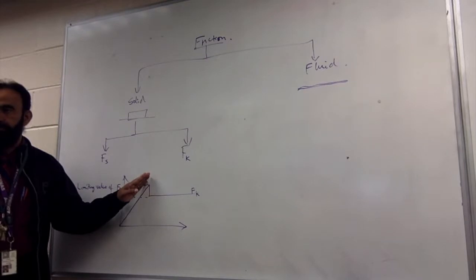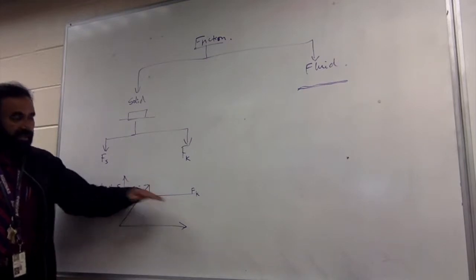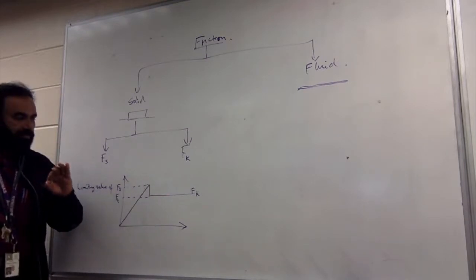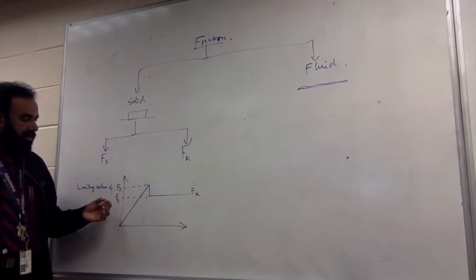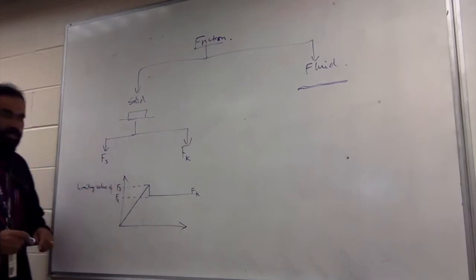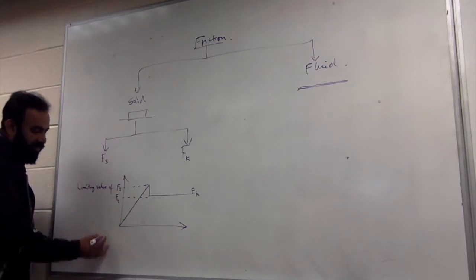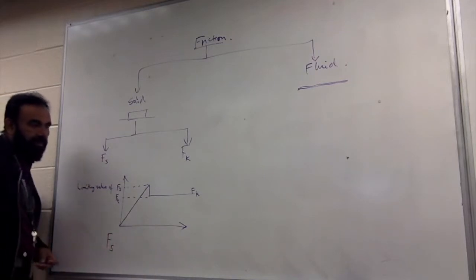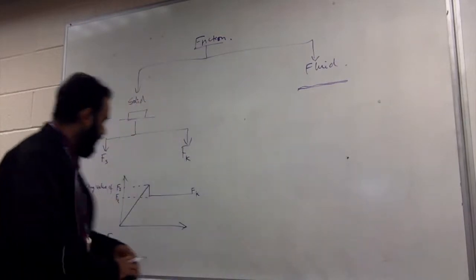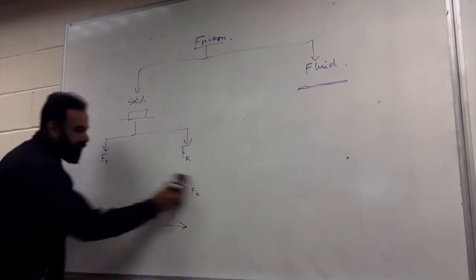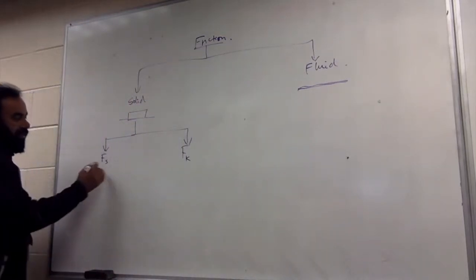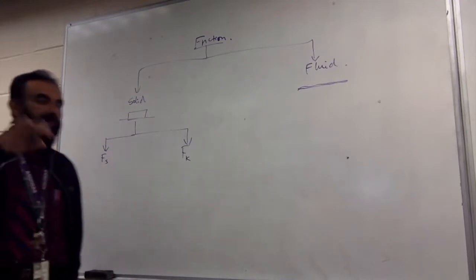Is that clear? Kinetic friction is just one value. And the static friction can build up to a maximum value of limiting friction, that is, the Fs. I'm taking this graph off. Okay. So the static friction keeps growing.